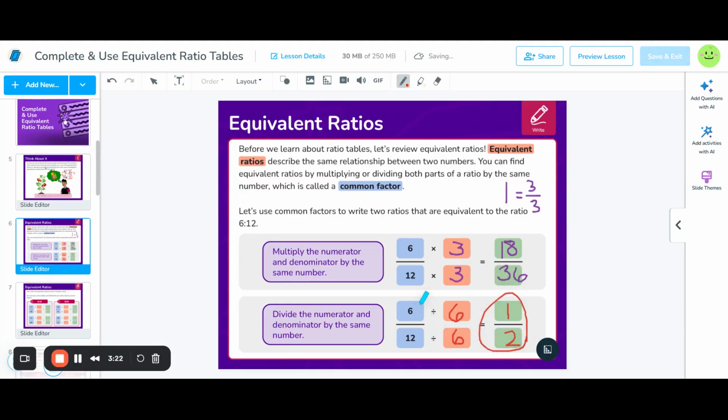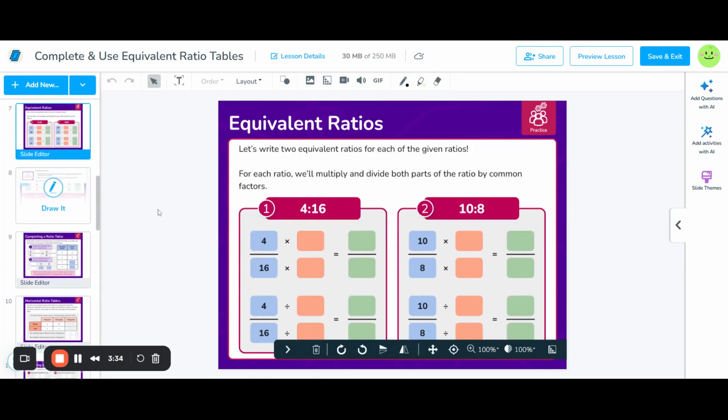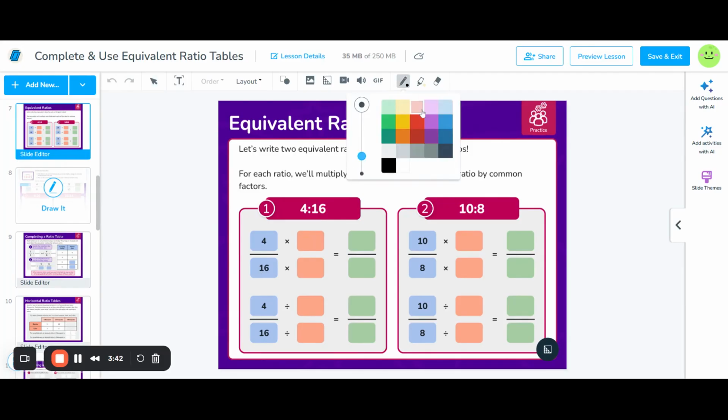And that makes sense because 6 is half of 12, 18 is half of 36. We're seeing that that ratio is staying the same between all of these numbers. Let's try a couple more. So here we've got 4 to 16. Let's scale up from there. Let's do 4 times 2.